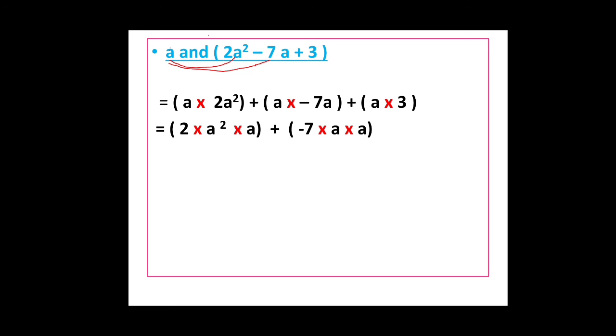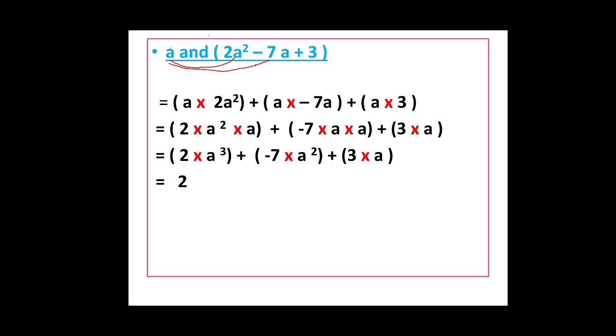plus a into 3 or 3 into a. So first we are writing the numbers, so take 3 into a. Now 2, as there is no other number, 2, a to the power of 2 plus 1 gives a to the power of 3, plus minus 7, a to the power of 1 plus 1, which gives a square or a to the power of 2, plus 3 into a gives 3a. So 2a cube minus 7a square plus 3a is our result.